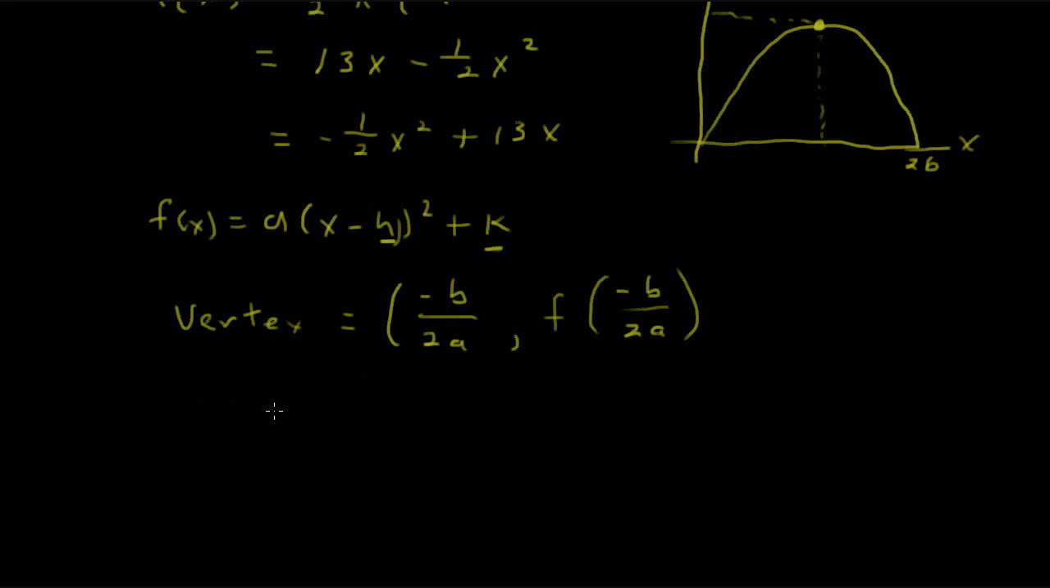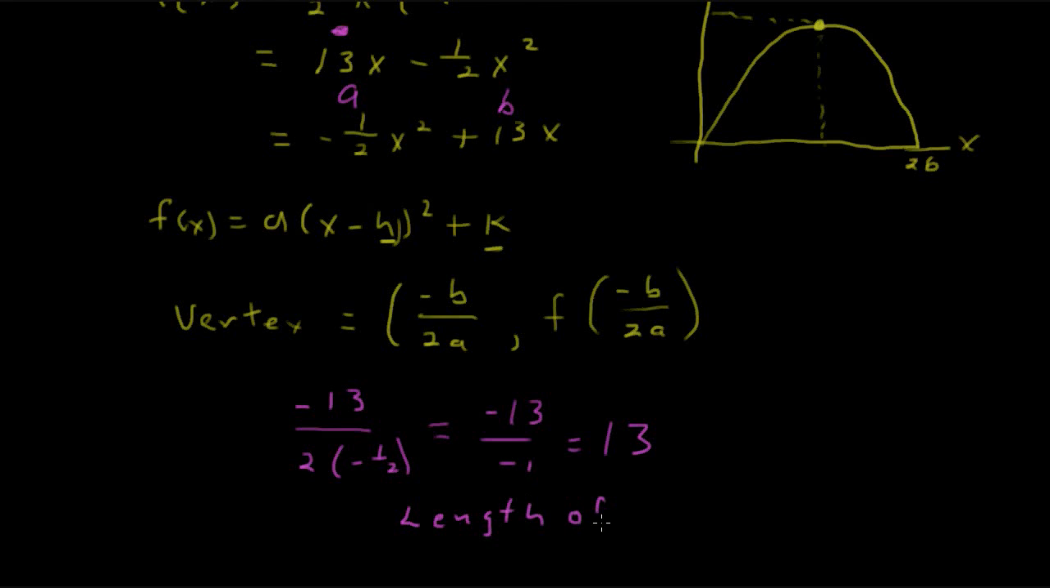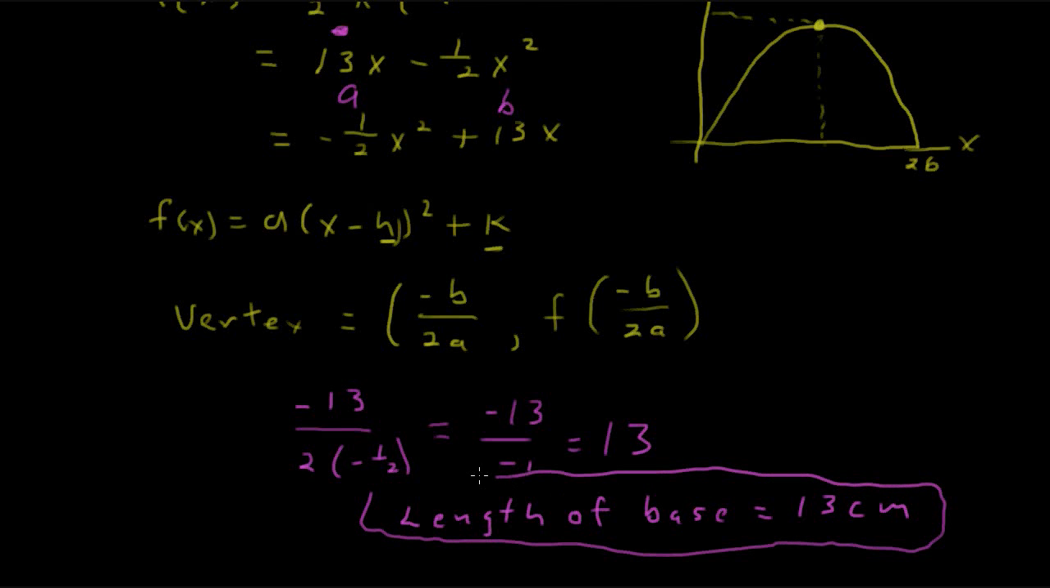So let's do that. We take a as negative 1/2 and b as 13. So we replace that: negative 13 over 2 times negative 1/2. That's equal to negative 13 over, and what's 2 times negative 1/2? That's negative 1, and the whole thing simplifies down to 13. And so 13 would be the length of the base, which would give us the greatest area because that's the x-coordinate of the vertex. So the length of the base is 13 centimeters.